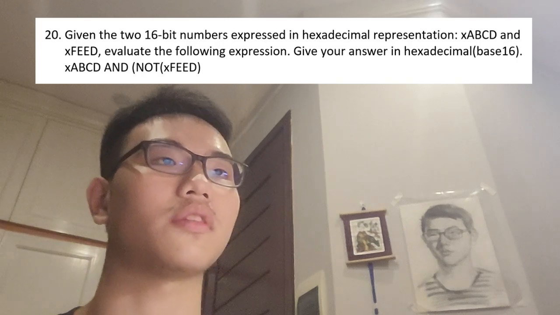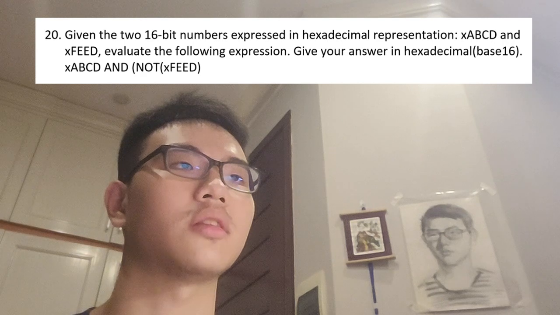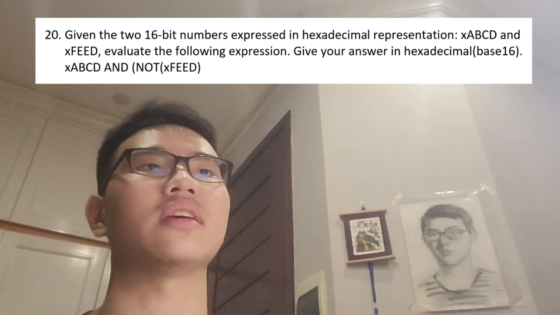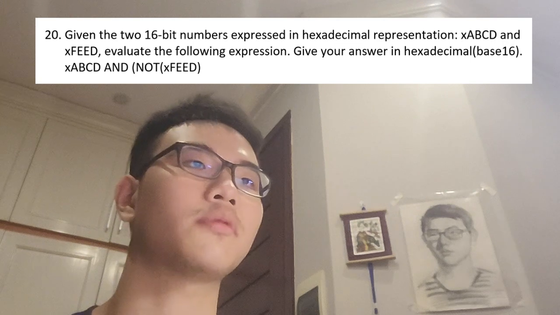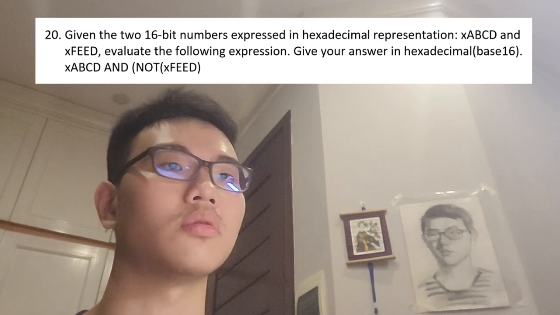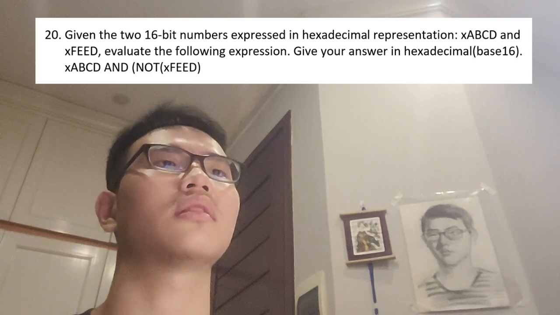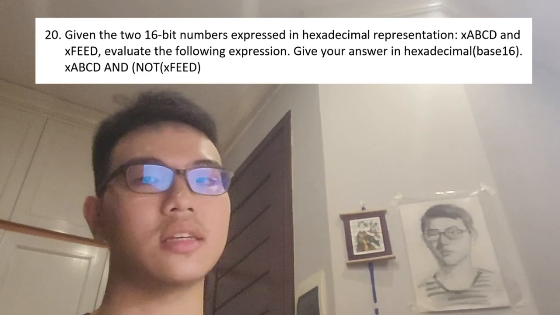And moving on to our final exercise, exercise 20. Given the two 16-bit numbers expressed in hexadecimal representation, x ABCD and x FEED, evaluate the following expression and give your answer in hexadecimal: x ABCD and not x FEED. Now, I believe that this exercise is very hard to convey its theory by words, and so let's move on to our demonstration screen for an easier time.